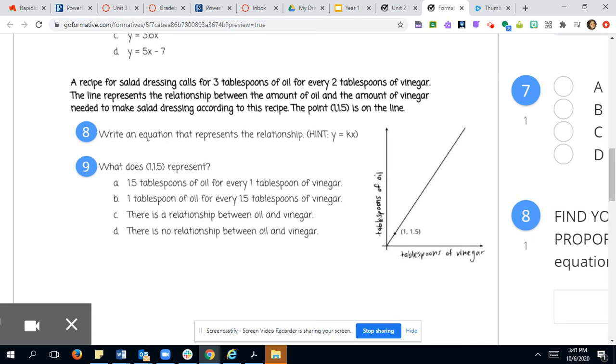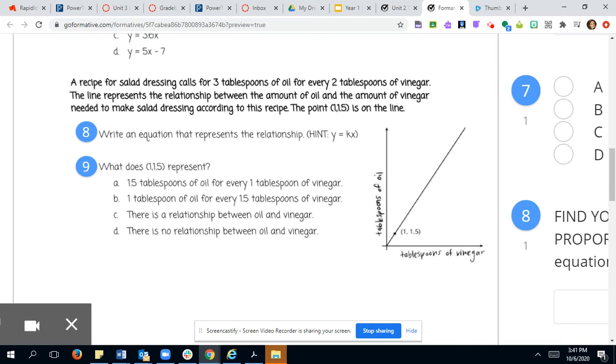A recipe for salad dressing calls for 3 tablespoons of oil for every 2 tablespoons of vinegar. The line represents the relationship between the amount of oil and the amount of vinegar needed to make salad dressing according to this recipe. The point 1, 1.5 is on the line. Number 8, write an equation that represents the relationship. Hint, y equals kx.